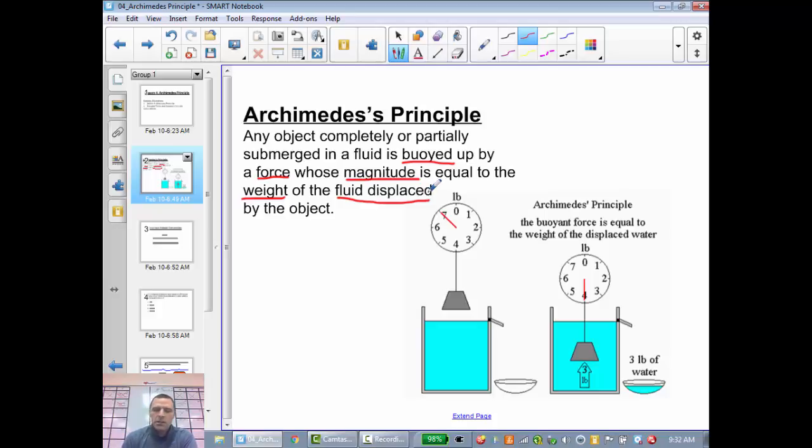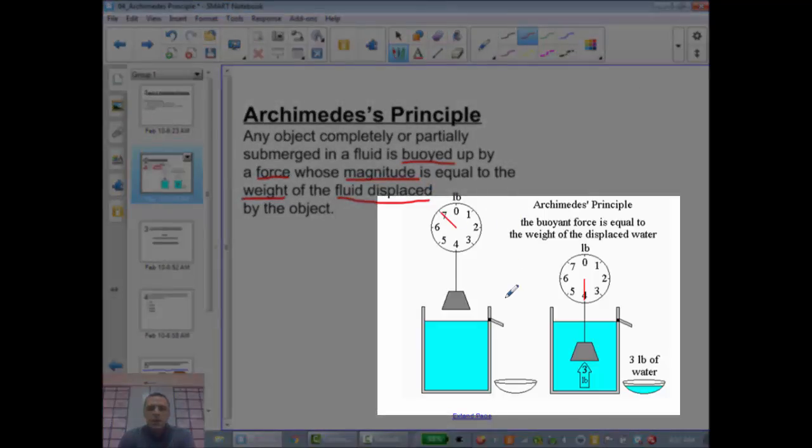So take a look at this image that we have here to better understand Archimedes' principle. On this scale, we have a 7-pound object. When we place it into the water, what we find is that 3 pounds of water was displaced. It had to be moved somewhere else. Archimedes' principle says that the buoyant force will be equal to the weight of the liquid that was moved. So, because 3 pounds of water was moved out of the way, the buoyant force will be 3 pounds.